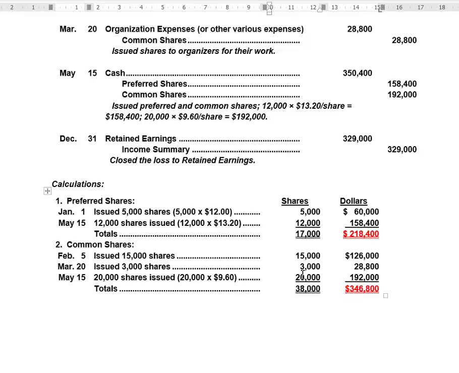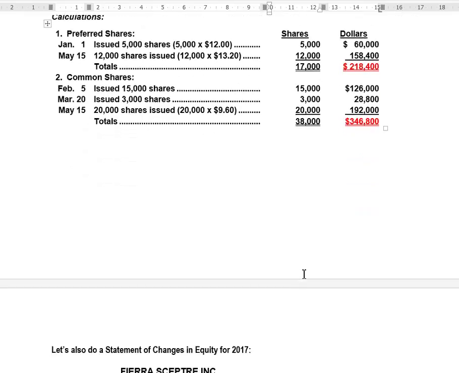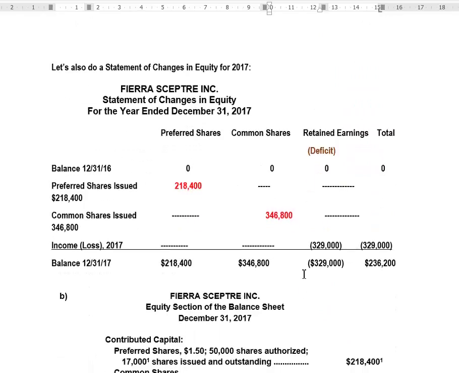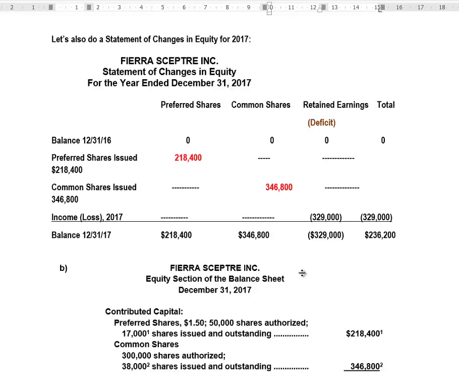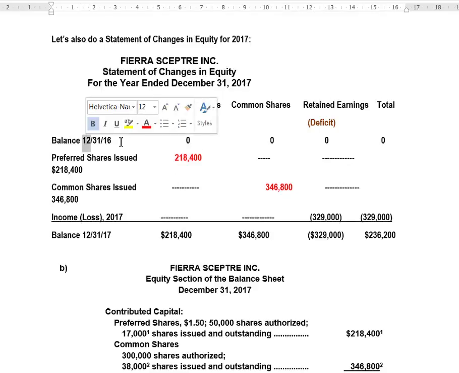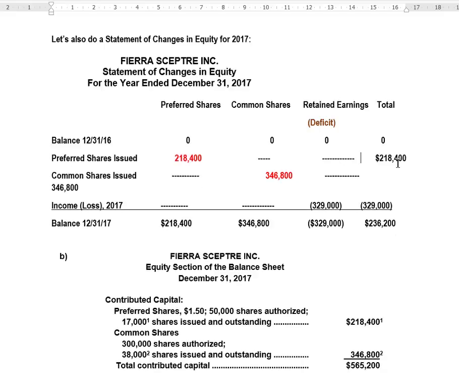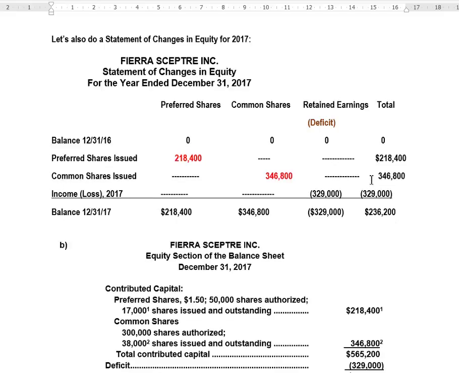So let's begin constructing some of our statements. The new part I added here is to do a statement of changes in equity for the current year. You notice that at the beginning of the year, before anything was issued, or as we say, at December 31st, 2016, we had no balances here, right? But don't forget, during the year, I should make a little edit here just to align our totals. You'll see here, however, we do have preferred shares that were issued.